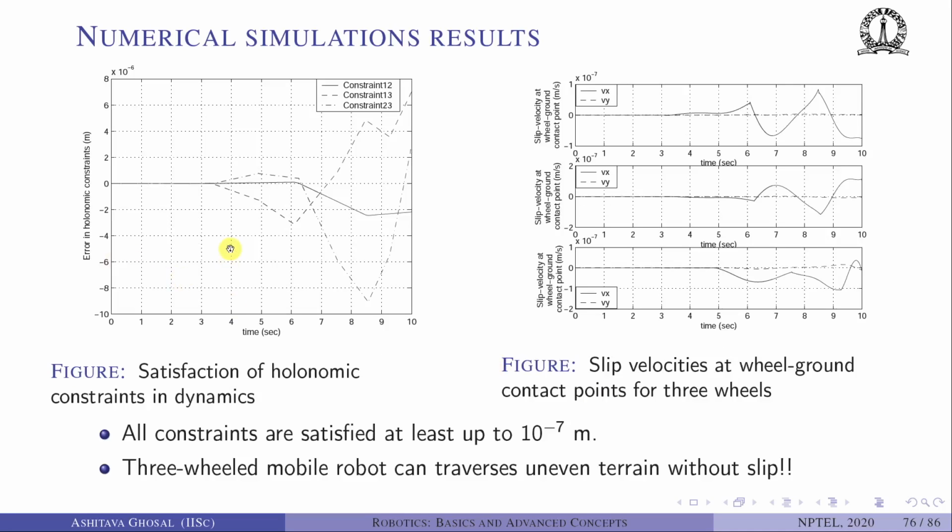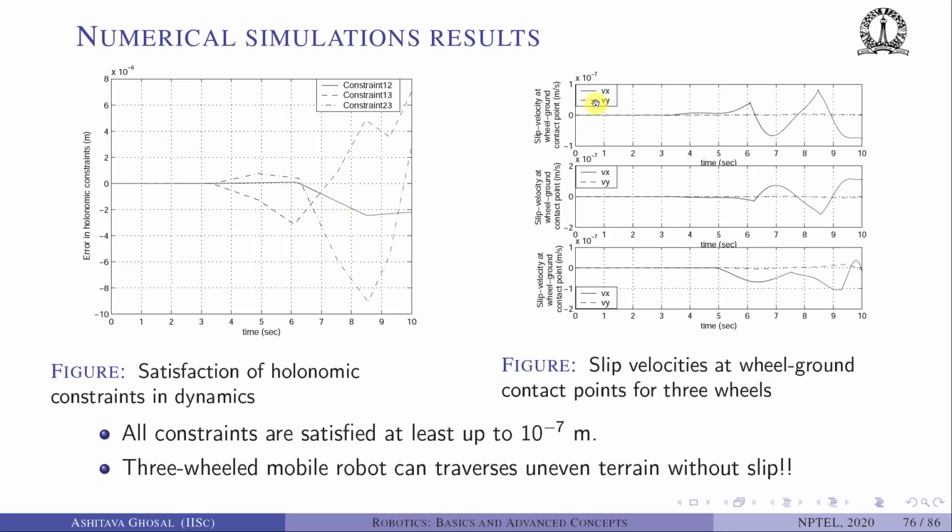We can see that the error in the holonomic constraints are very small, of the order of 10 minus 6. So this is the constraint between C1 and C2. This is the constraint between C1 and C3, and this dot dash is the constraint between 2 and 3. As you can see, it is very small. It is 10 minus 6.